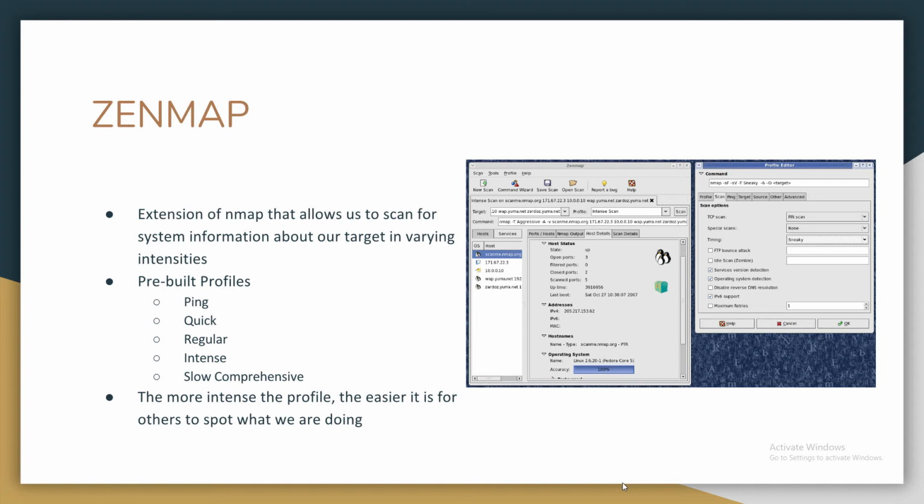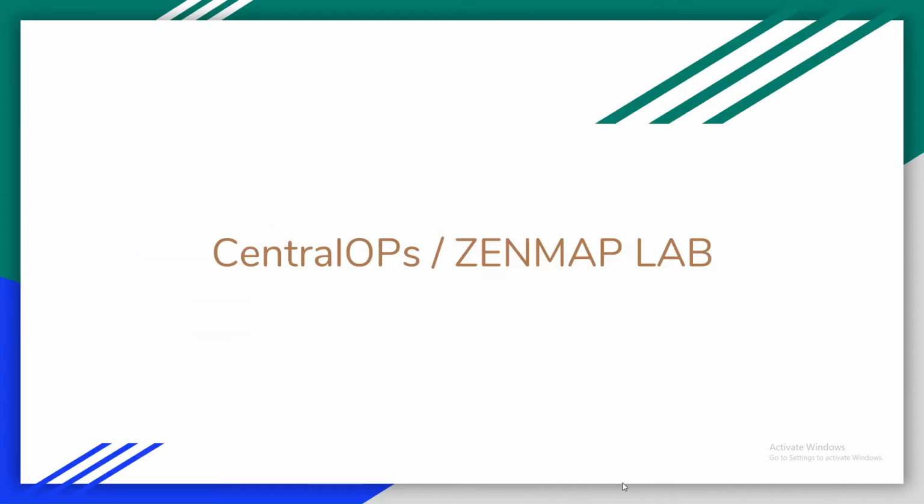So for our local network that we've set up, we only have three systems. We have the Kali Linux system, we have the Microsoft system, and we have the Metasploitable system. So all three of those should show up, and as we increase the intensity of those profiles to quick, regular, intense, it'll give us more information about each of those systems so that we can identify what pieces we may want to attack.